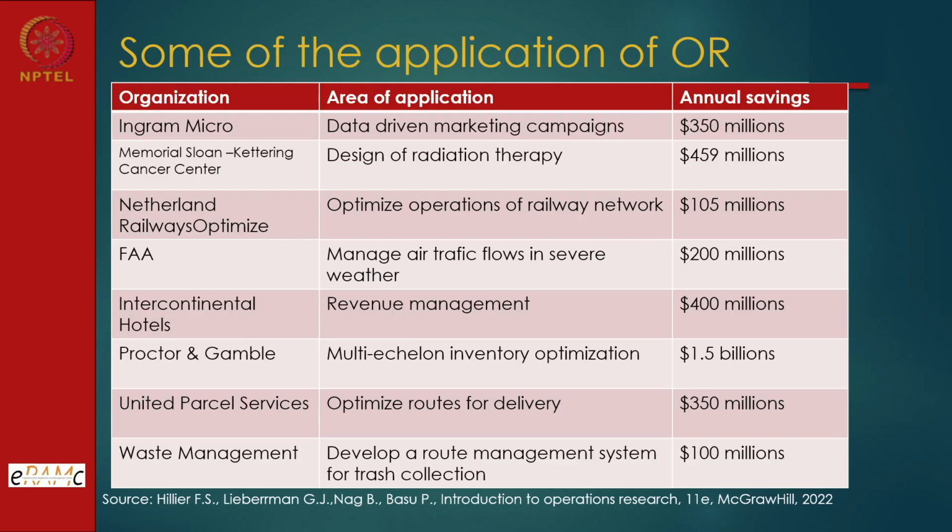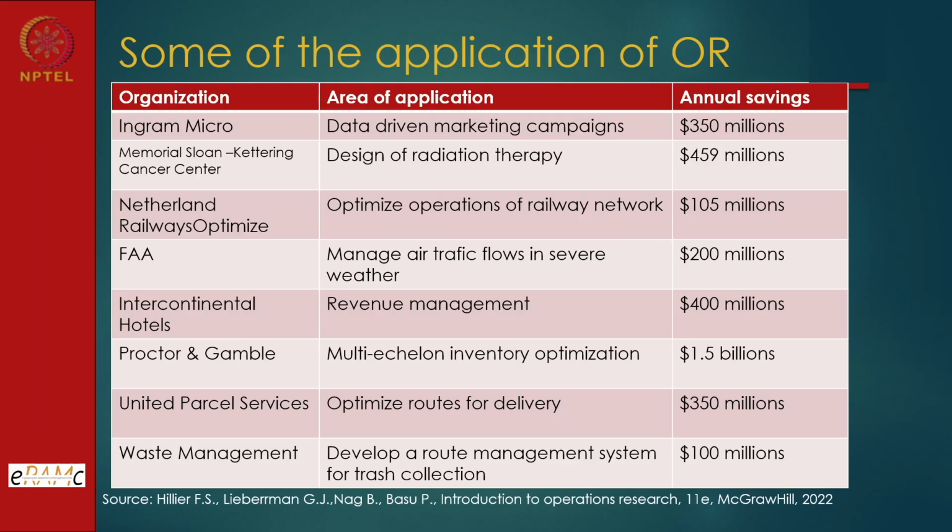So you can see on top, Ingram Micro had a data driven marketing campaign, and their annual saving was $350 million. Not a small amount, just a small academic tool which saves you so much money and makes it systematic. And when you do all these things, the reputation of the industry also develops, which cannot be characterized in numerical figures in terms of dollars. That comes as a benefit to the company in terms of reputation.